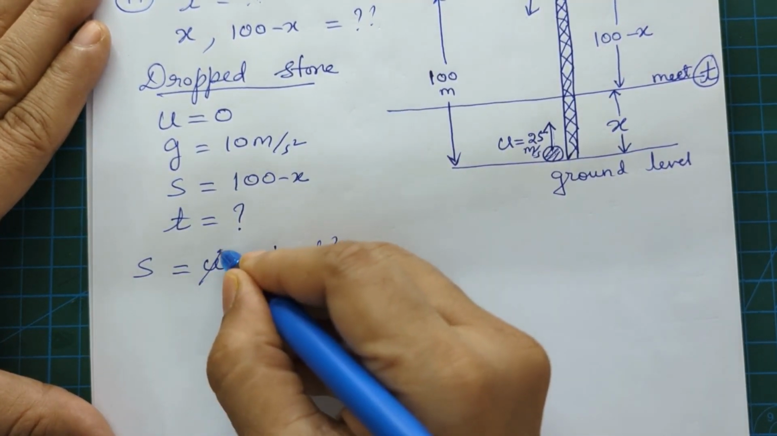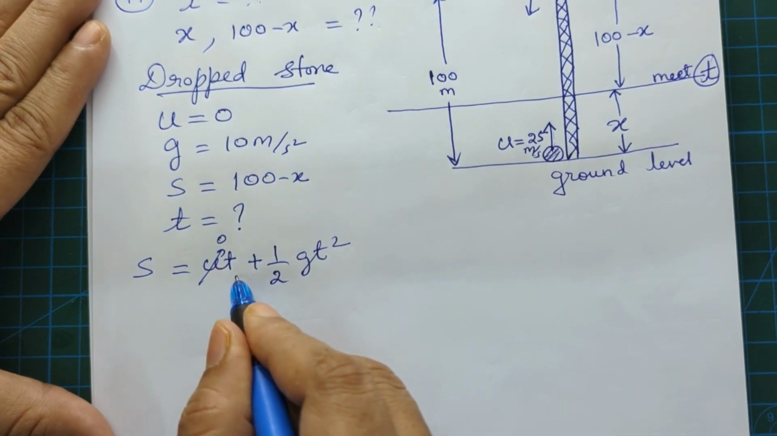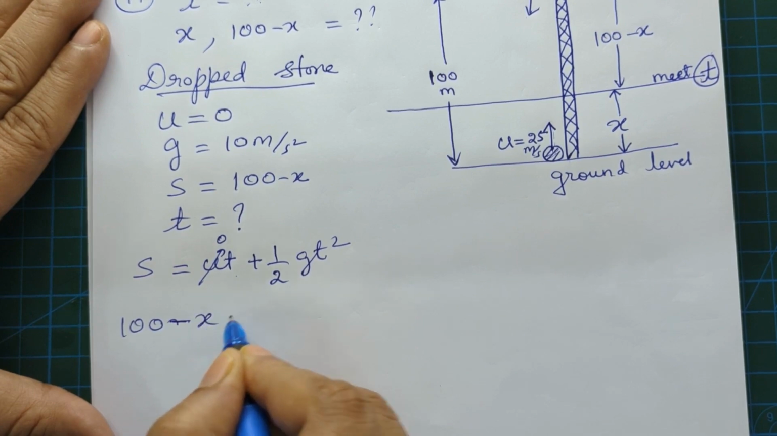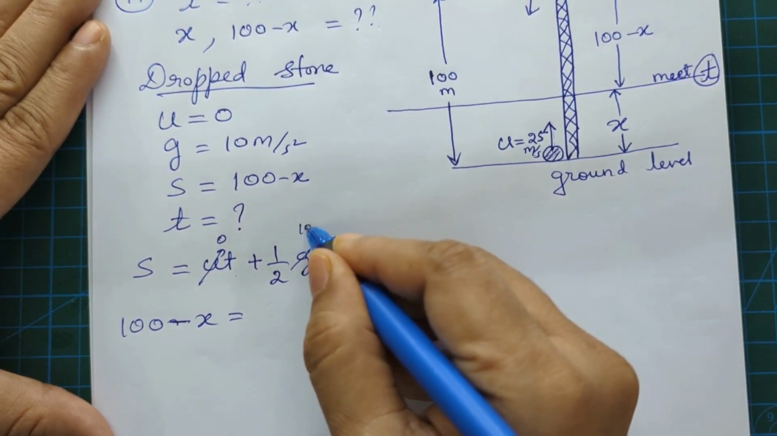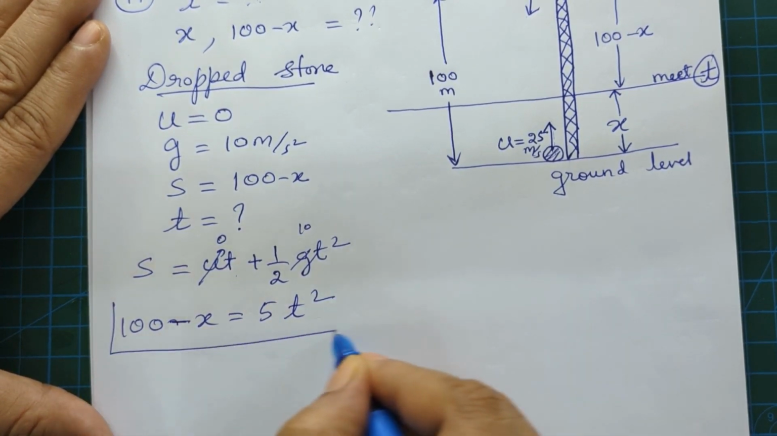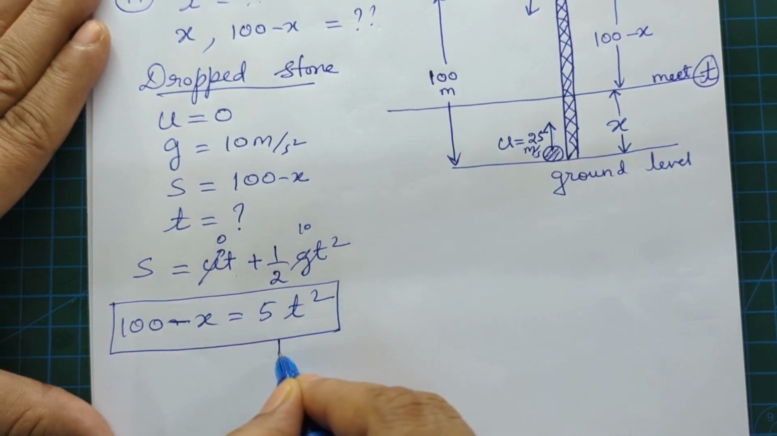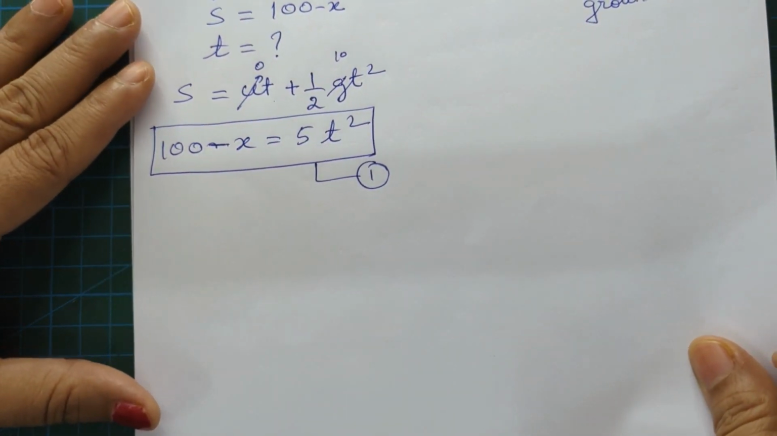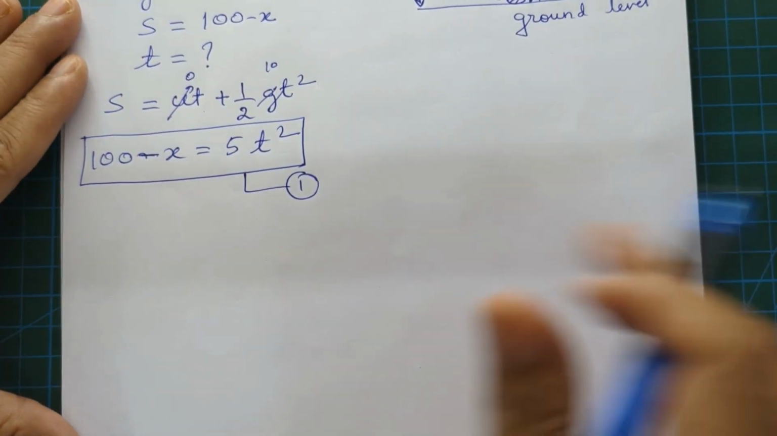Since the initial velocity of the drop is 0, this quantity becomes 0, and s is 100 minus x, and g is 10, so 10 by 2 is 5t square. So let's have this as equation 1.